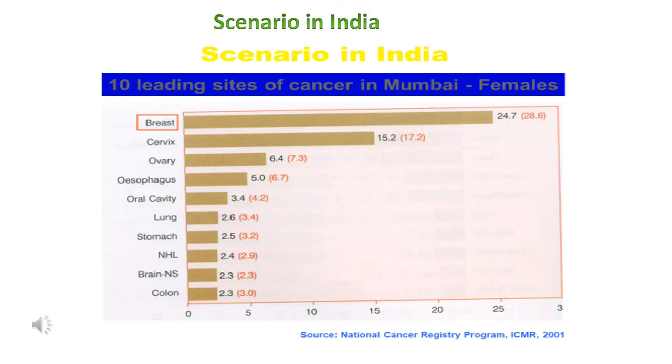So as you can see, the most common cancer in India, and especially in Mumbai, according to the survey, is breast cancer, topping the chart. So it's a very frightening case. Most of the females are suffering from this particular type of cancer.